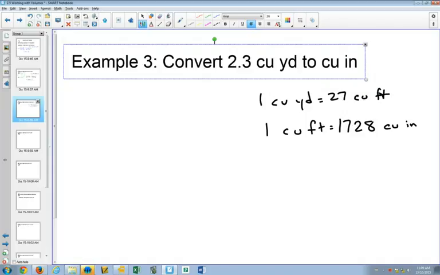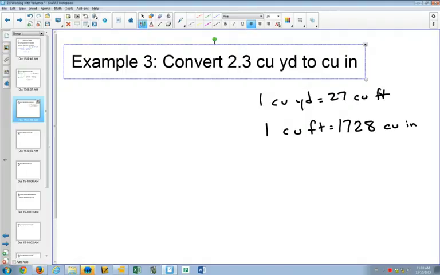But we don't have anything that changes from cubic yards to cubic inches. So what we're going to have to do in this situation is change our cubic yards first into cubic feet. And then once we've changed our cubic yards into cubic feet, we can take that number and change it into cubic inches. So we're going to have to take 2 steps for this question because we don't have something that changes it directly on our formula sheet.